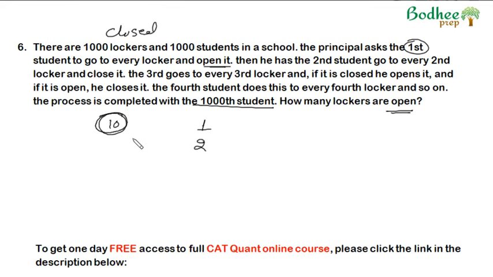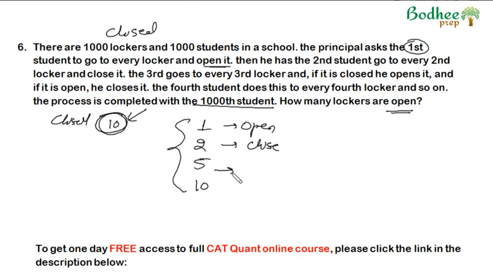Again, 3 will not operate 10. Student number 3 will not operate locker number 10. He will operate 3, 6, 9, then jump to 12, and so on. Similarly, student number 4 will not operate, but student number 5 will. Then 6, 7, 8, 9 will not operate, but student number 10 will. So locker number 10 will be operated by these 4 students. Student 1 will go, and since it was closed, will open it. 2 will go and close it. 5 will go and open it again, and 10 will go and close it.